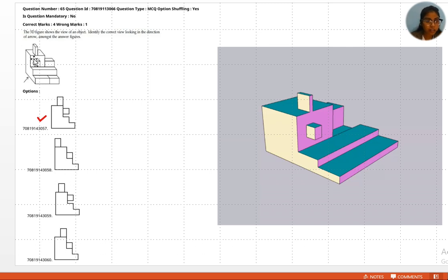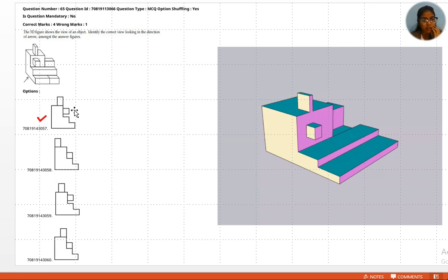See how many lines it is showing? One, two, three, four, five, six, seven, and eight. Now count: one, two, three, four, five, six, seven, eight. All four options have eight lines or eight sides.